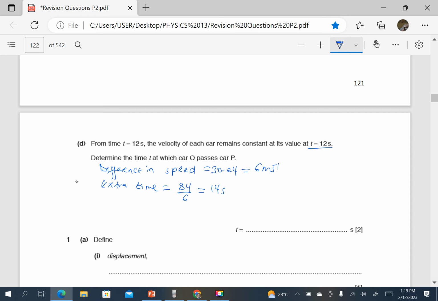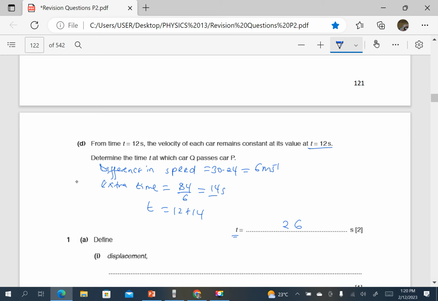So we want the time at which car Q passes car P. At 12 seconds, we have seen that the extra time required for car Q to pass car P is 14 seconds. That means the time at which it passes is going to be 12 seconds plus 14 seconds. So t is equal to 12 plus 14, which gives us 26 seconds. After 26 seconds, car Q will pass car P.